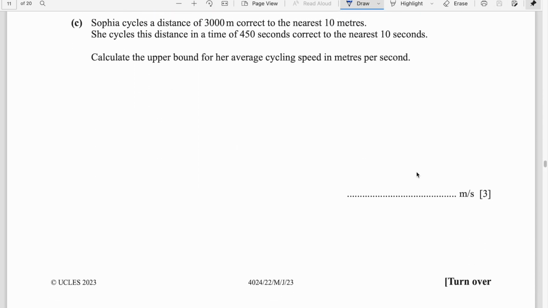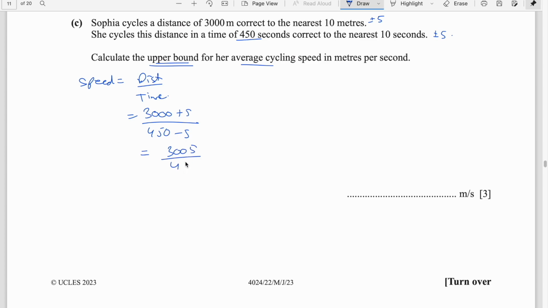C part. Sophia cycles a distance of 3000 meters to the nearest 10 meters, that is plus minus 5. She cycles a distance in time 450 seconds, correct to 10 seconds, again plus minus 5. Calculate the upper bound for average cycling speed. So speed is equal to distance over time. To calculate the upper bound, I'm using the greatest distance, which is 3000 plus 5, and the lesser time, which is 450 minus 5. So 3005 by 445, and we get 6.75 meters per second.